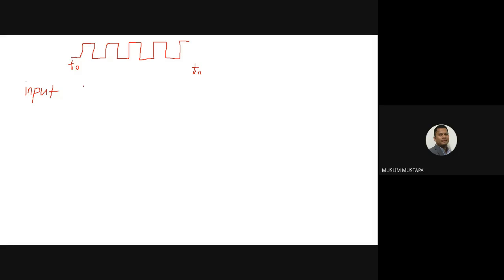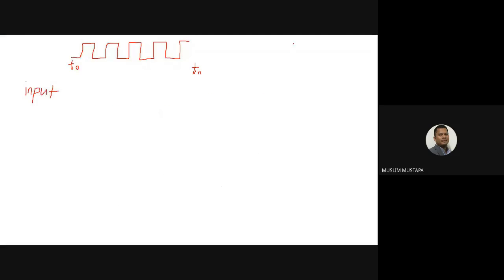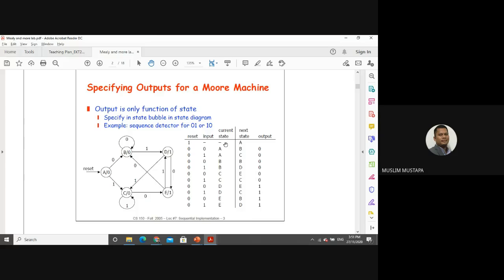Okay, when the clock is high, we look at the current state, CS. Let's say this is T equal to 0, and the next clock cycle is T equal to 1. At T equal to 0, the current state is B.